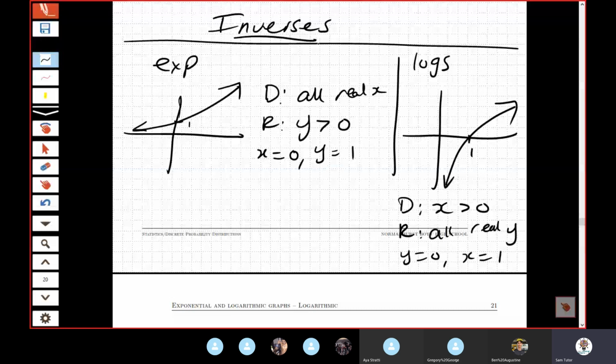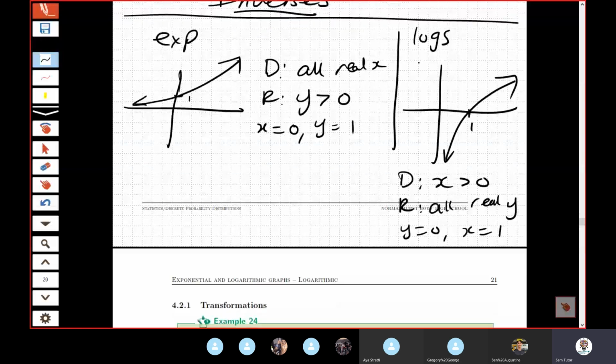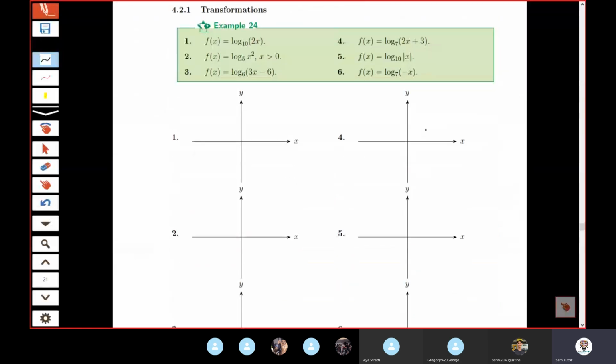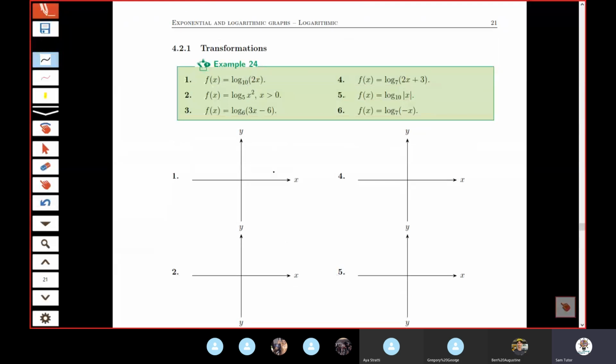Except for your inverse trigs. For inverse trig, now your domain and range are according to your inverse trig. So you don't take your original sine and then try to find the domain and range of that. You don't do it that way. Okay. All right. Transformations.